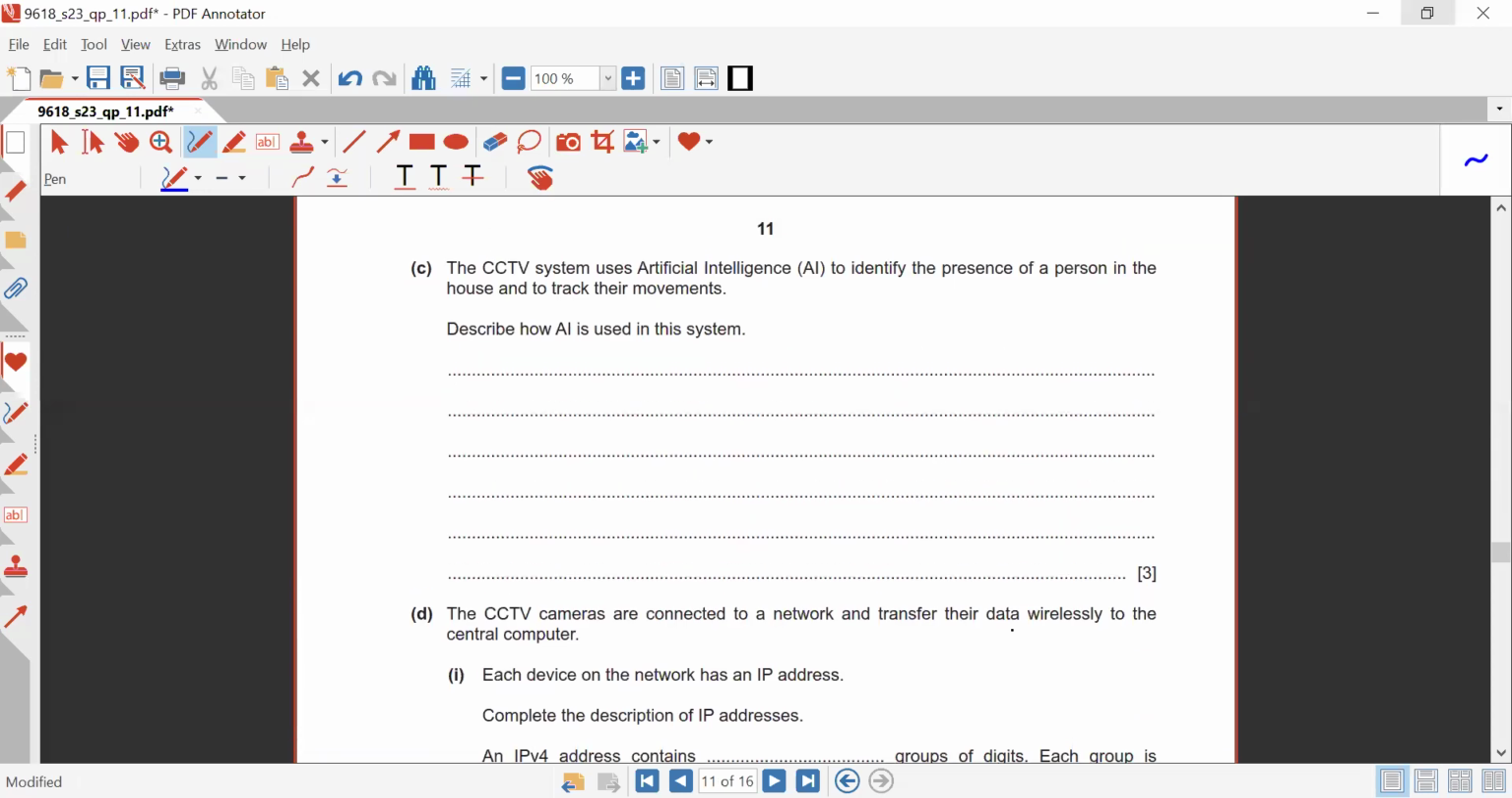Okay. Part C. What does part C say? A CCTV system uses AI to identify the presence of a person in the house and to track their movements. Describe how AI is used in this system. So it could utilize the image recognition method. It could utilize the movements of a person as well. It may record the things, and it could utilize them later on as well. So there are 3 points that we need to mention. So we could write it down.